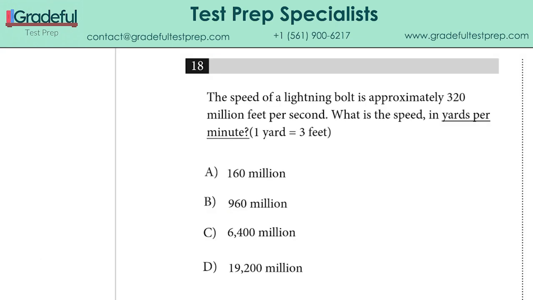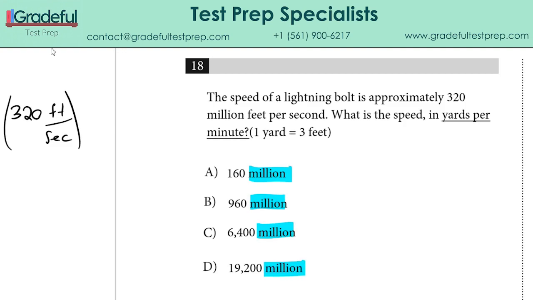Question number 18 is asking us for a unit conversion. We're seeing that there are 320 million. I'll leave out the million because we can just add that back in later. And that's feet per second. Now, the reason we're not dealing with the millions is that we see million in the answer choices. So it's kind of just implied that everything we're doing right now is in the millions. But we're looking for yards per minute.